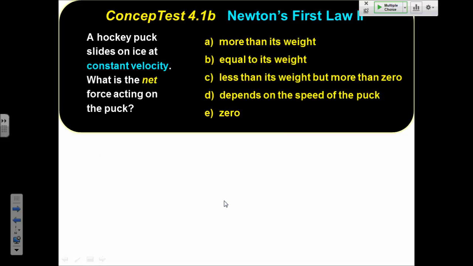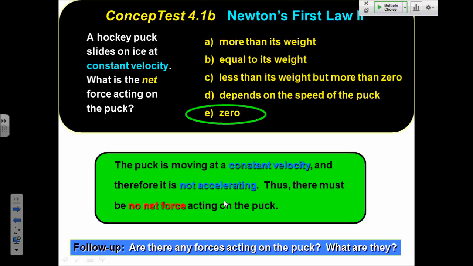A hockey puck slides on ice at constant velocity. What is the net force acting on the puck? Newton's first law, Newton's second law. If it has constant velocity, it has zero acceleration. With zero acceleration, that means there's going to be no net force acting on it.